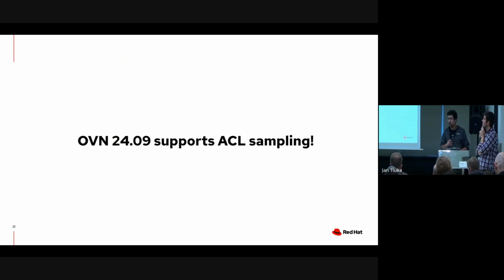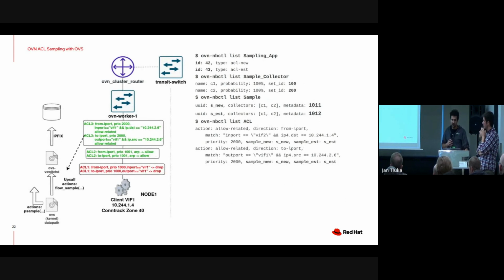So that's why we ended up writing a new feature. It kind of combines the two. And the nice part is we could actually reuse most of the OVN pipeline for this. And what we do is we added some new tables to the northbound database. You can configure sampling collectors.